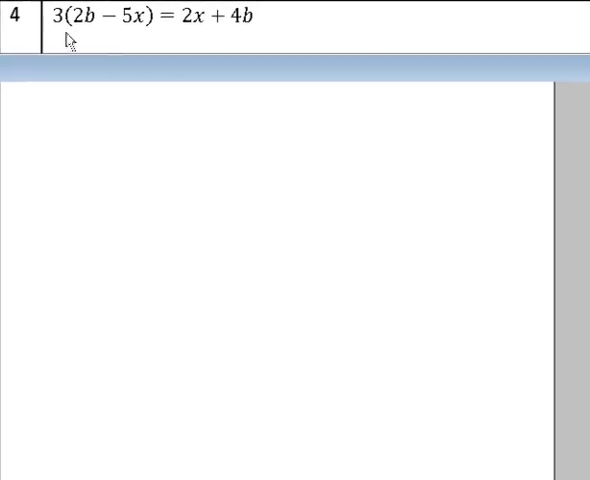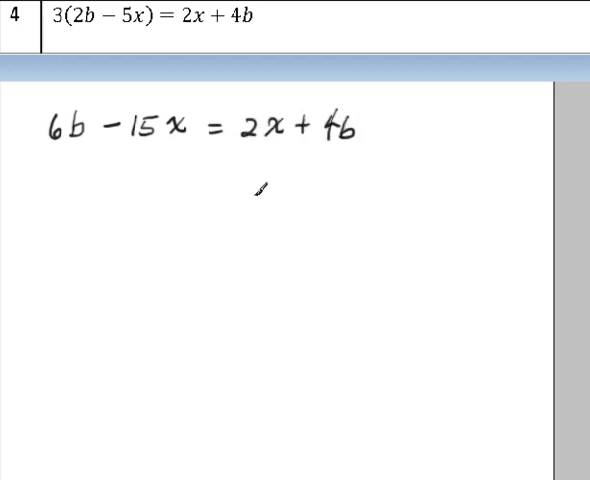In number 4, we want to solve for x. Okay, notice we have a b over here, and we're going to treat that as if it were a constant. Okay, so if we'll multiply through by 3, we'll start, distribute the 3, and we have 3 times 2b, that's 6b, minus 3 times minus 5x, that's minus 15x, is equal to 2x plus 4b.